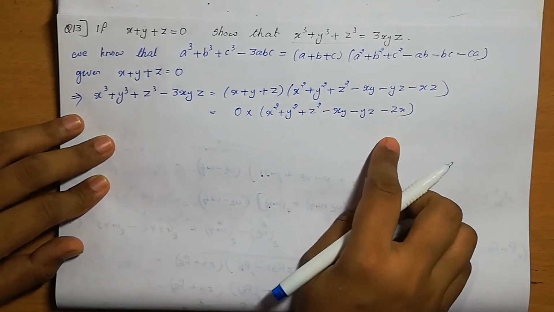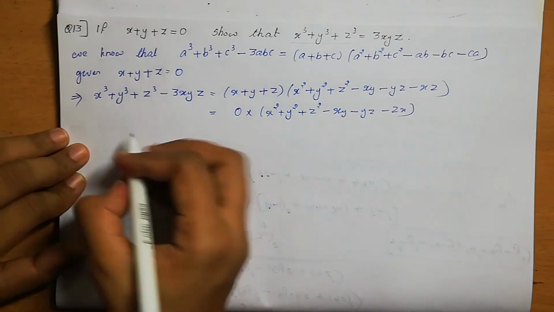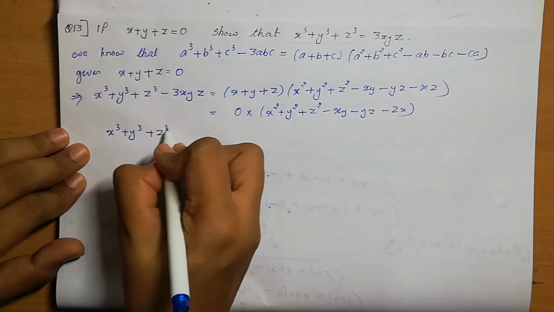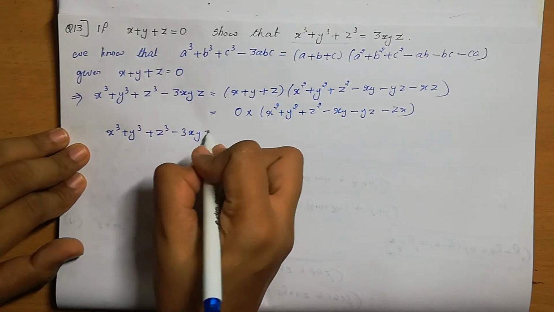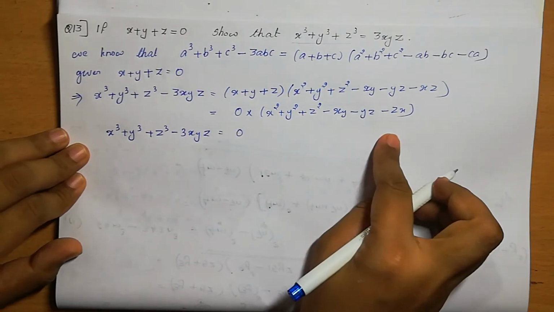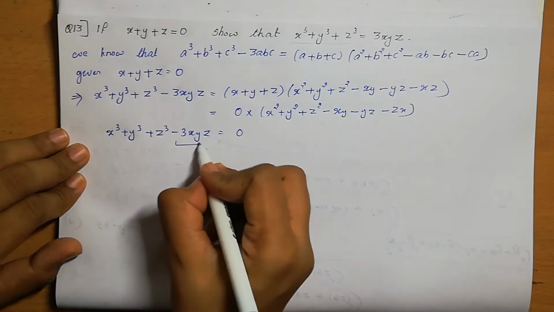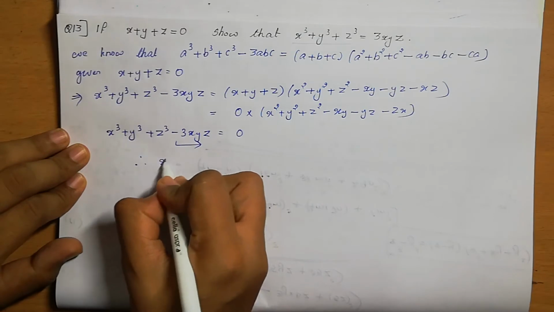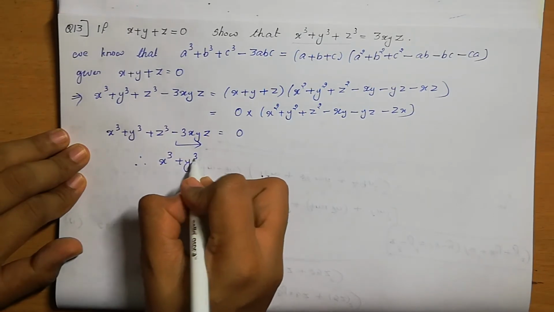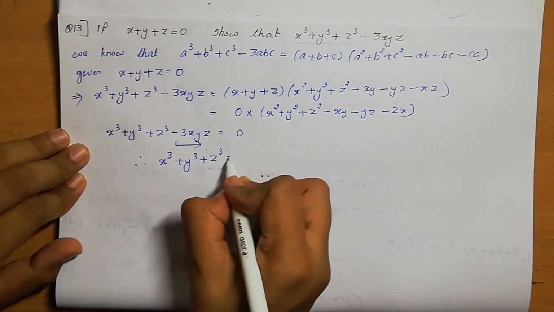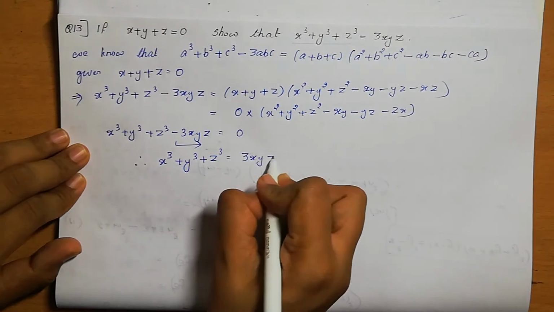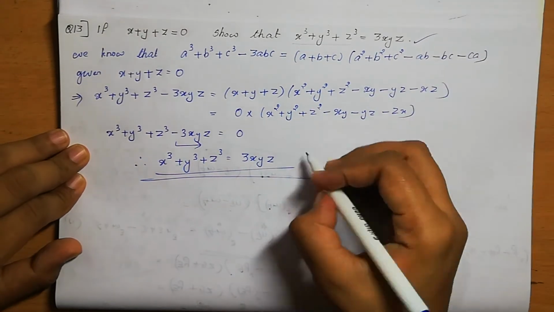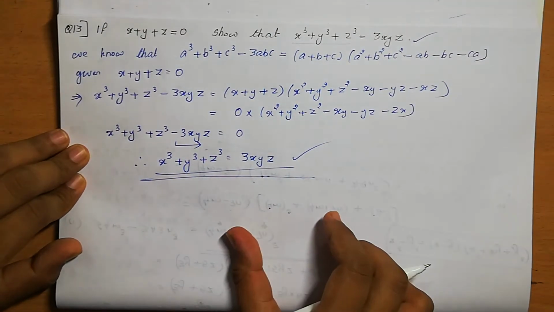0 into something means what? Equal to 0 only, right? That means x cube plus y cube plus z cube minus 3xyz equal to 0. 0 into something means 0 only. So this minus term we are shifting to the opposite side, minus becomes plus, right? So therefore x cube plus y cube plus z cube equal to 3xyz, right? That only we need to prove. Hence proved. This only we need to show. We got the same answer. So hence proved.